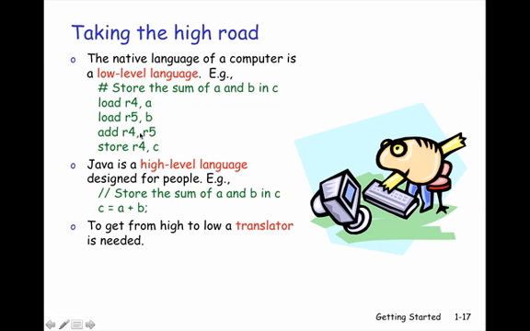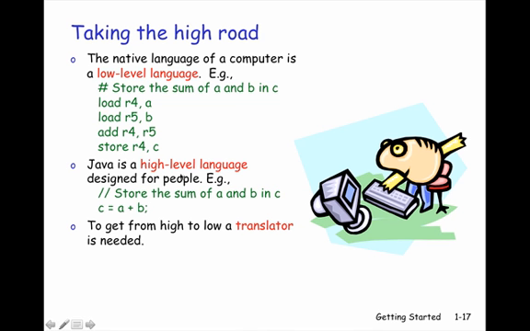I then want to add the values in register 4 and register 5 and stick the result in register 4. And then I'm going to store the result of register 4 back in the variable C. So what that's doing is storing the sum of the variables A and B and putting it into variable C. And that's a very low-level way of saying that.